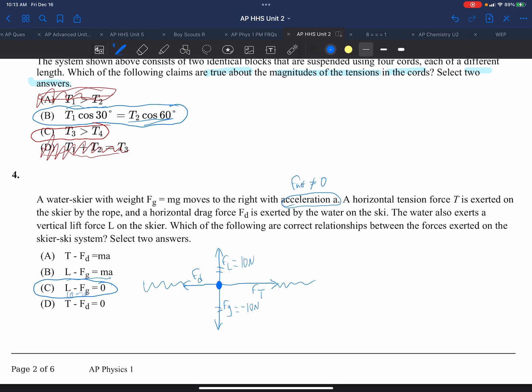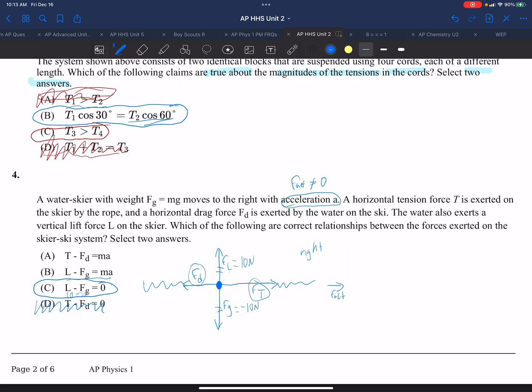And if the thing is accelerating, and we've drawn this to the right, if this is the correct direction, we can see that there is a net force in this direction, which would cause it to accelerate to the right. And so if we take the tension, subtract the force of drag, it shouldn't be 0 because it's accelerating. So that would take choice D out of the mix.